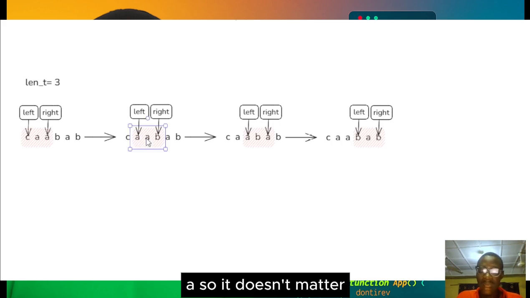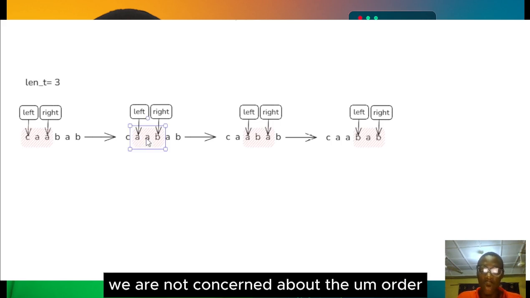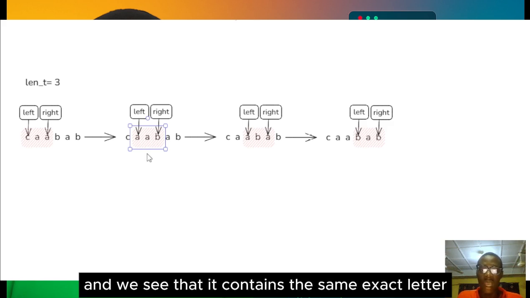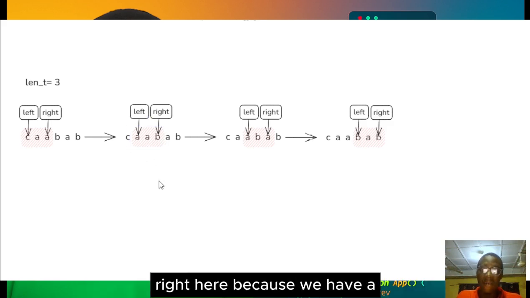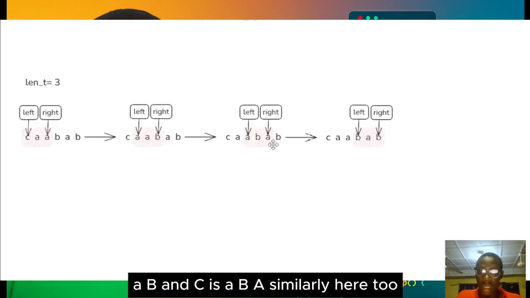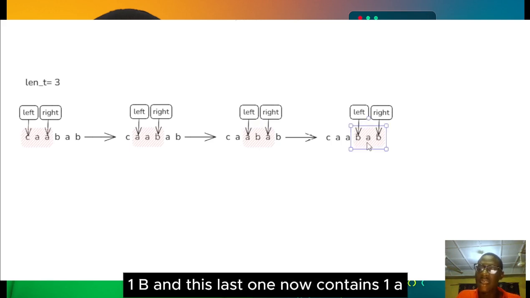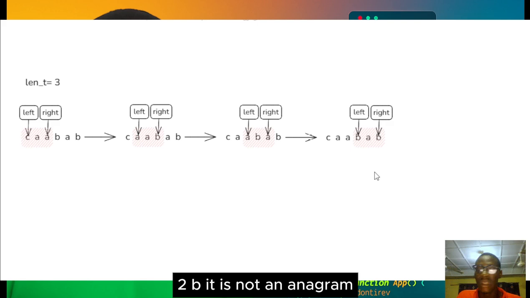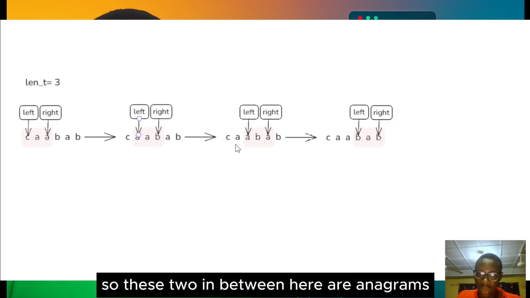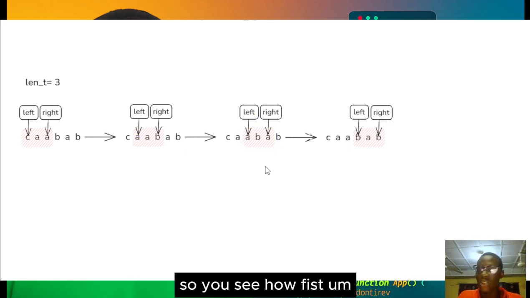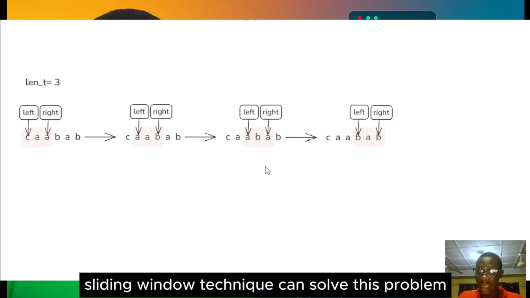It doesn't matter, we are not concerned about the order. We just want to make sure that it contains the same exact letters, and we see that it does, because we have AAB and t is ABA. Similarly, here we have ABA, so it contains 2 As and 1 B, and this last one contains 1 A and 2 Bs, so it is not an anagram. These two in between are anagrams. You see how the fixed sliding window technique can solve this problem.